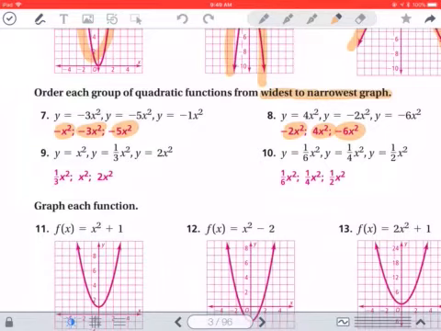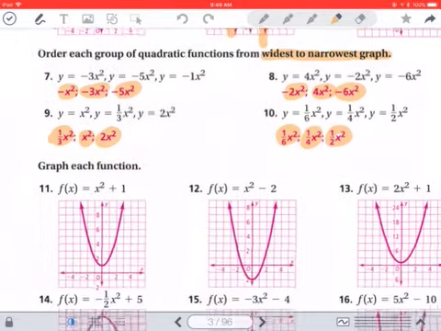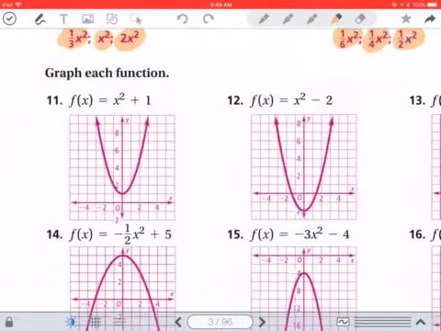Number 9, 1/3 x squared, x squared, 2x squared. Number 10, 1/6 x squared would be the widest because it's the smallest number, 1/4 x squared, and then 1/2 x squared. Number 11, when you graph this, the graph is just shifted up 1.